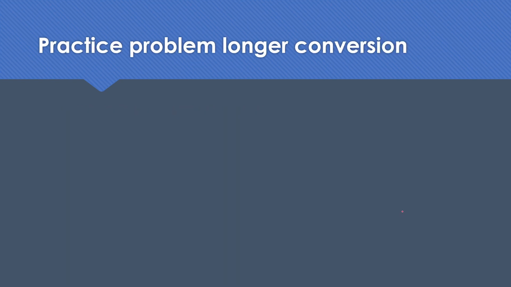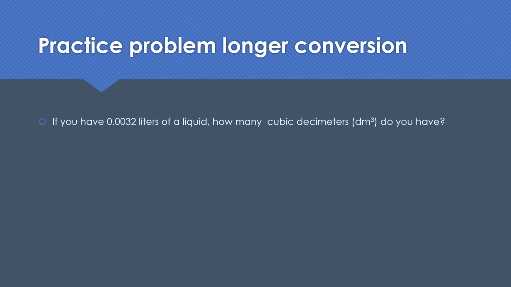So here's a practice problem for you. If you have 0.0032 liters of a liquid, how many cubic decimeters, decimeters cubed, do you have? So here are some conversion factors you'll need. 1 milliliter equals 1 centimeter cubed. 1 meter is 10 decimeters. 1 meter is 100 centimeters. So you can make these equivalent to each other, right? And simplify it. And then you need to cube the conversion factor.